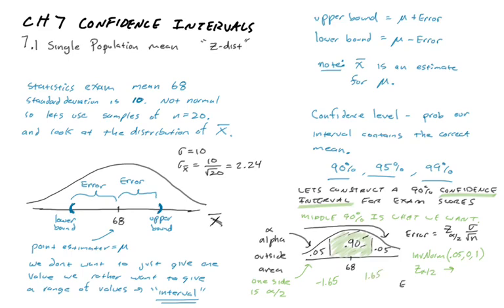Now, we could do the same thing for the other side, where we could do inverse norm of 0.95. That'll be the area to the left of it. However, we know it's symmetric. So whenever we talk about Z-scores, it's always going to be positive and negative. And so our error is that Z-score.